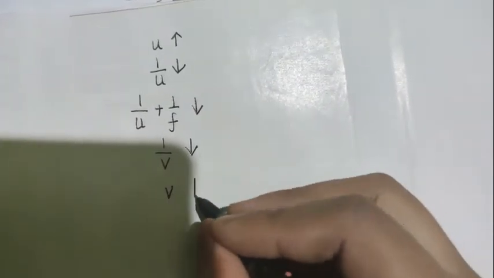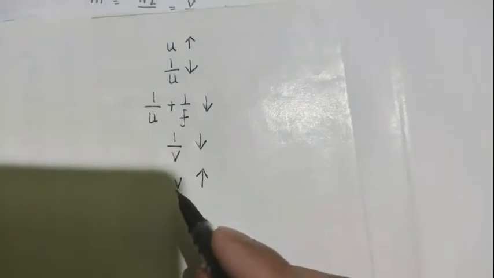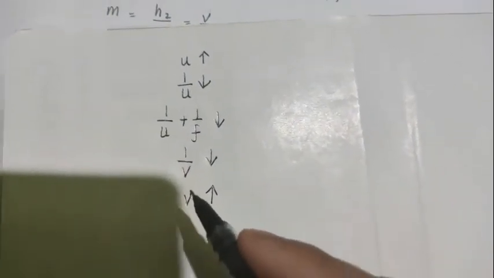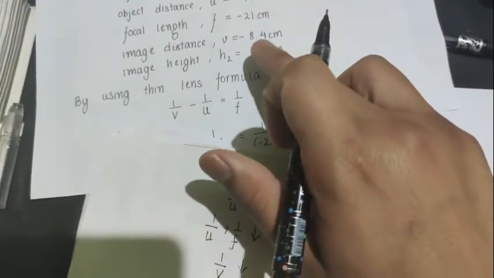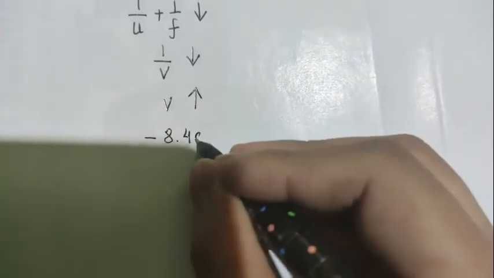V will increase. Is it clear? If there is any confusion, you can ask. Okay. Now, if V increases, what does this mean? Earlier we found out the image distance. The image distance was minus 8.4 centimeter.